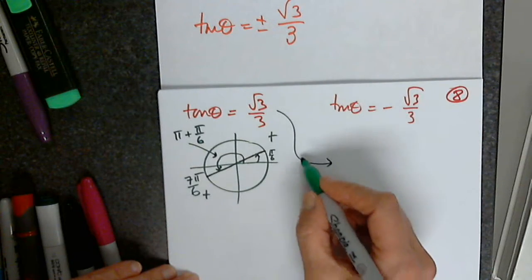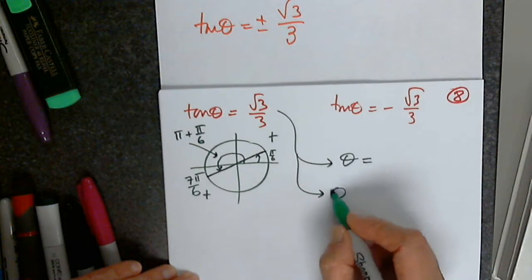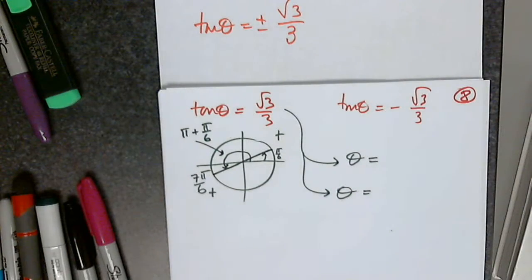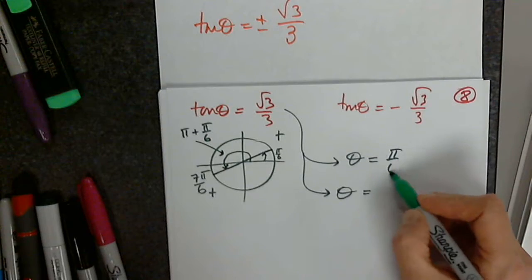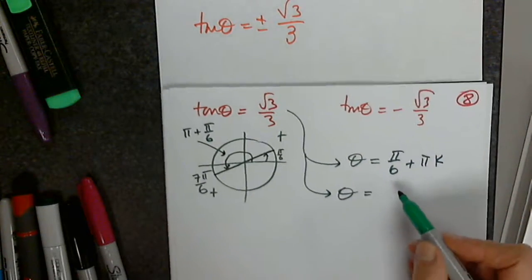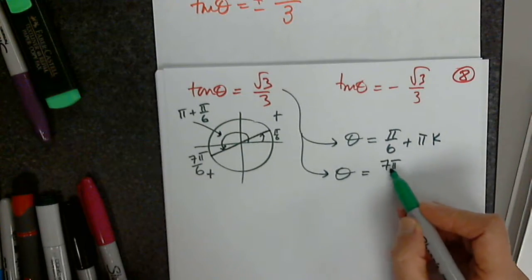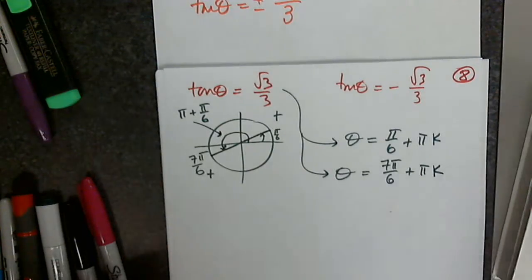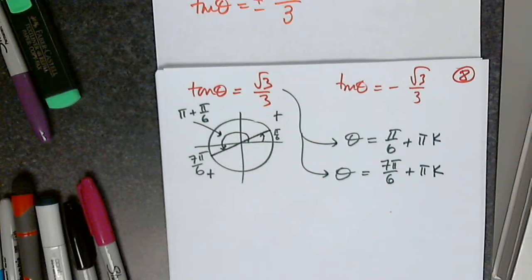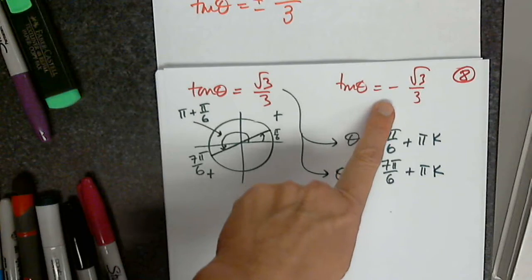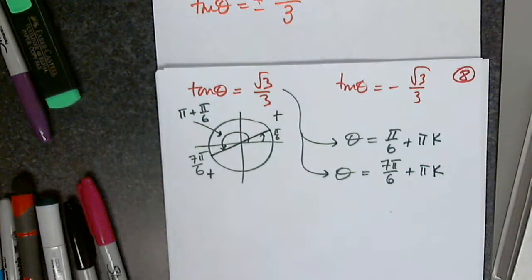So this has 2 options. Theta equals and theta equals. And yes, you can condense them into one. So theta equals pi over 6 plus pi k. And the other one? 7 pi over 6. I still have 2 more from here. Because tangent is negative. Where? Opposite. Any questions so far?